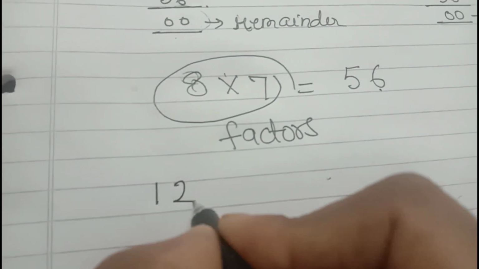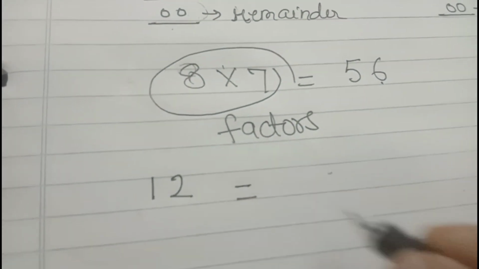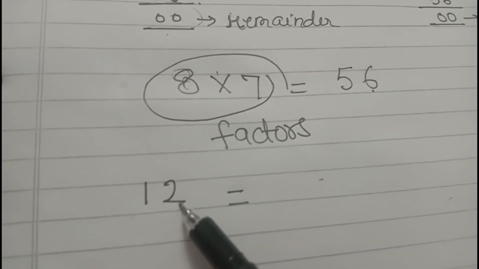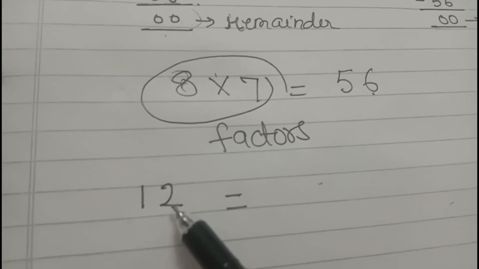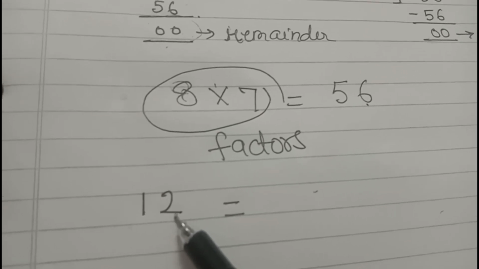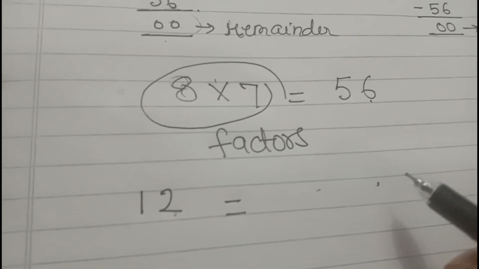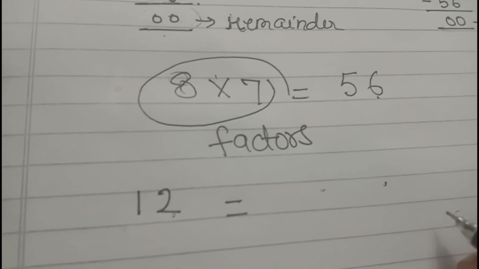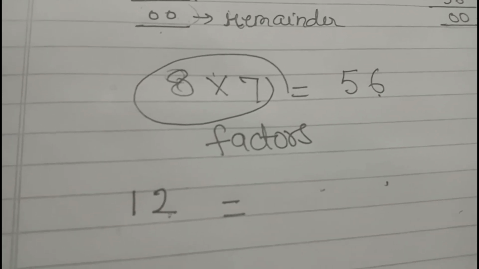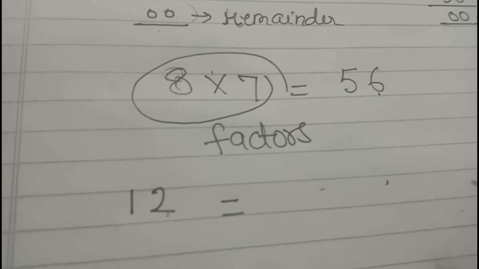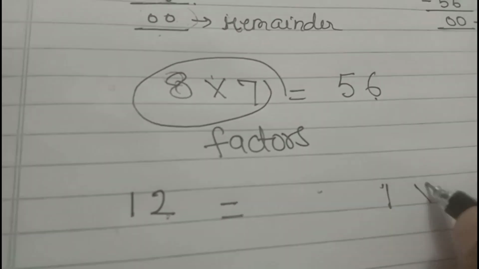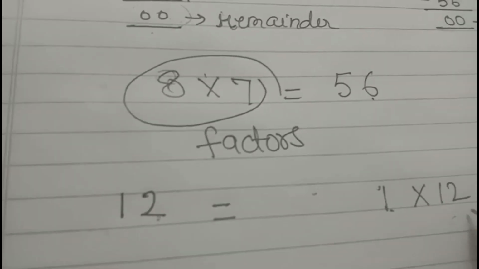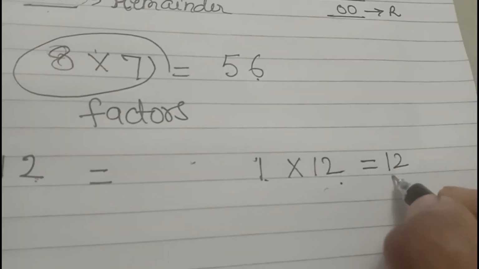Now see, whenever you have to find the factors of any number, say you are finding the factors of 12, you will find the numbers which divide 12 completely. That means 12 comes in their table. So first of all, 1 is a factor of all the numbers. Why is 1 a factor of all the numbers? Because all the numbers come in the table of 1. So 1 twelves are 12. So 1 and 12 are the factors of 12.